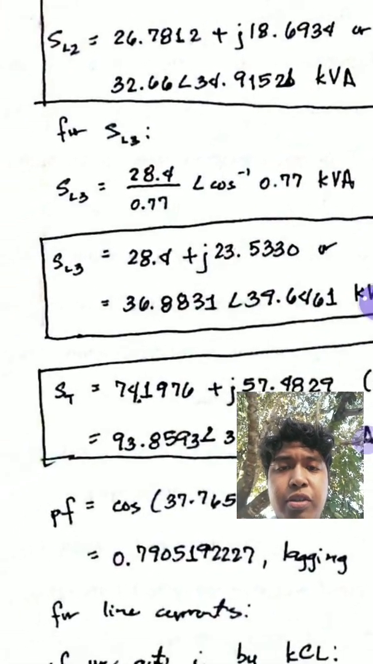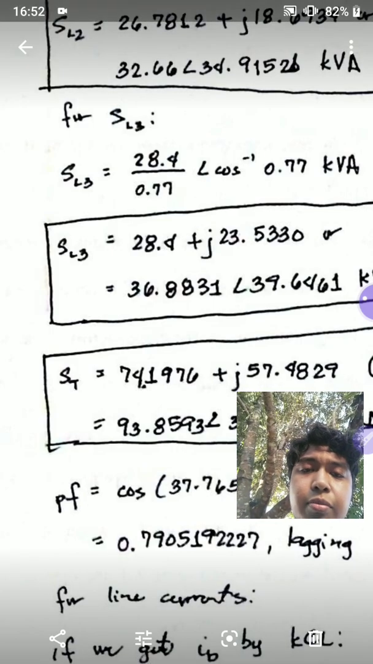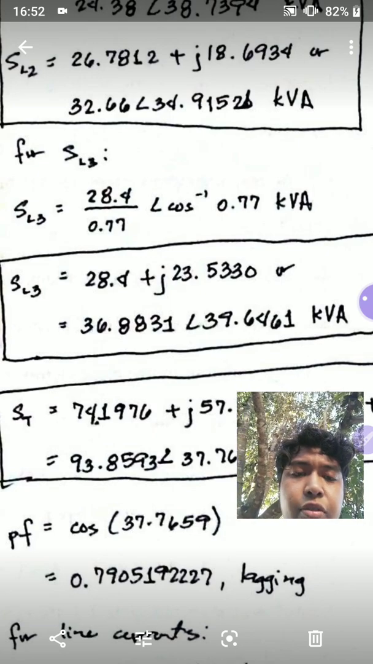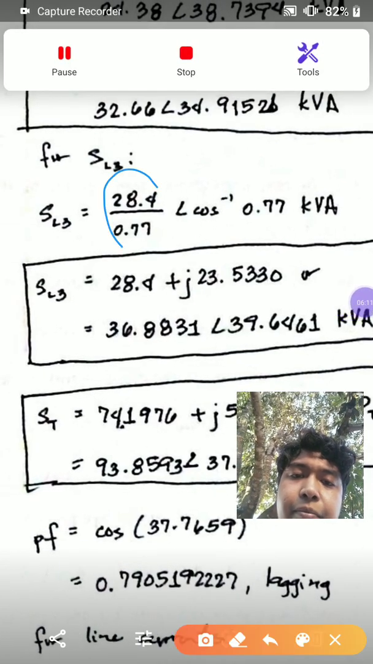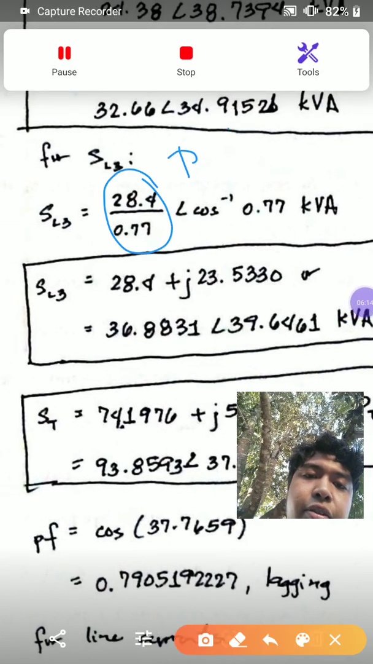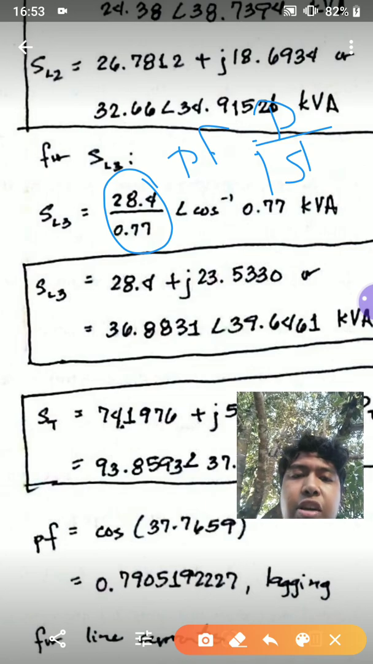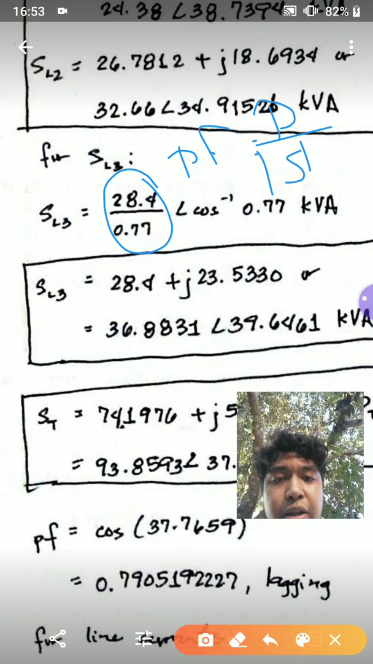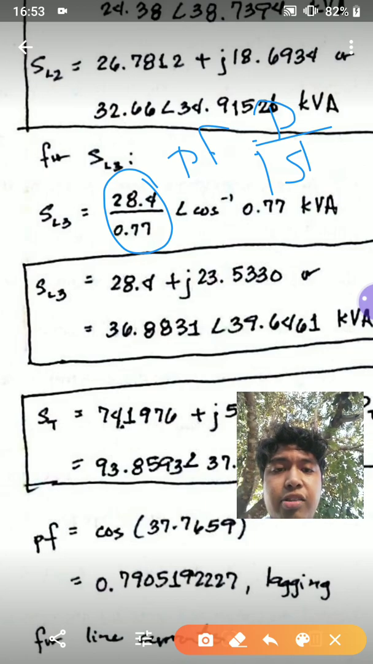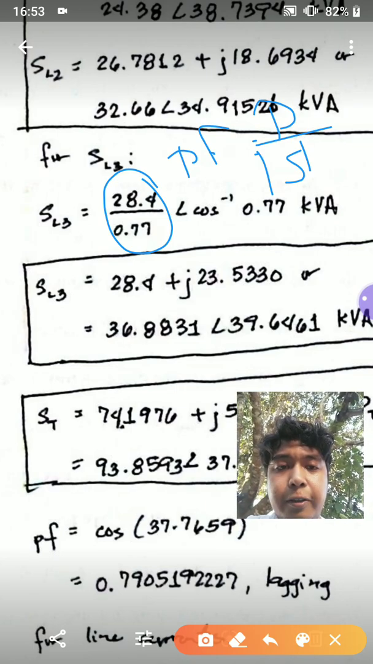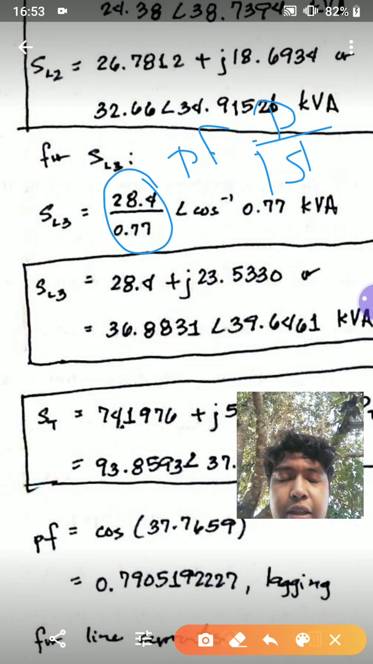So we'll be using a different equation here. For load 3, you can get the magnitude of the power from the formula of the power factor. So your power factor is equal to your power divided by the magnitude of S. You can get the magnitude of S as your power, 28.4 kilowatts, divided by the power factor, which is 0.77. Now, that's the magnitude of S. Again, for the angle, you can use the power factor, the arccosine of 0.77. So you can get the S of load 3, the apparent power of load 3.